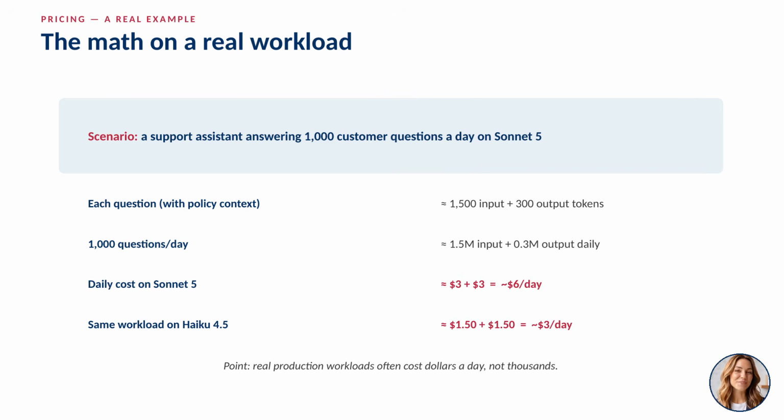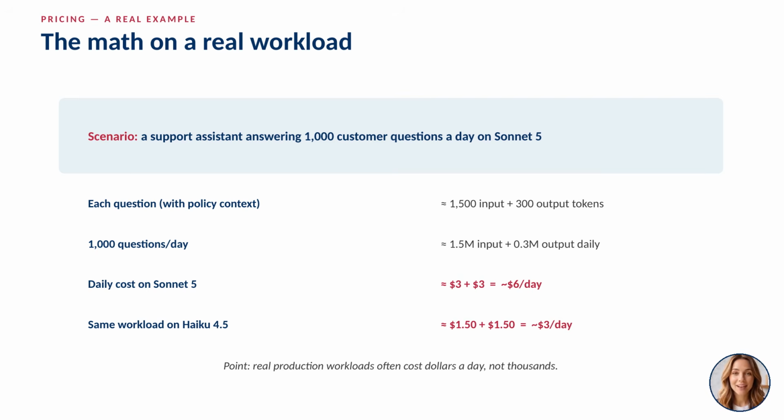Let's make that concrete, because token prices are abstract until you run the math. Say you build a support assistant that answers 1,000 customer questions a day on Sonnet 5. Each question, including the policy documents you feed in as context, runs about 1,500 input tokens and 300 output tokens. 1,000 of those a day is roughly 1.5 million input tokens and 300,000 output tokens. On Sonnet 5's pricing, that's about $3 plus $3. Call it $6 a day.